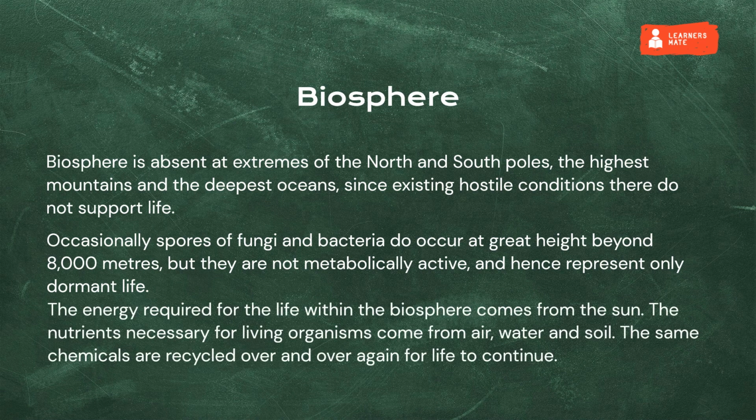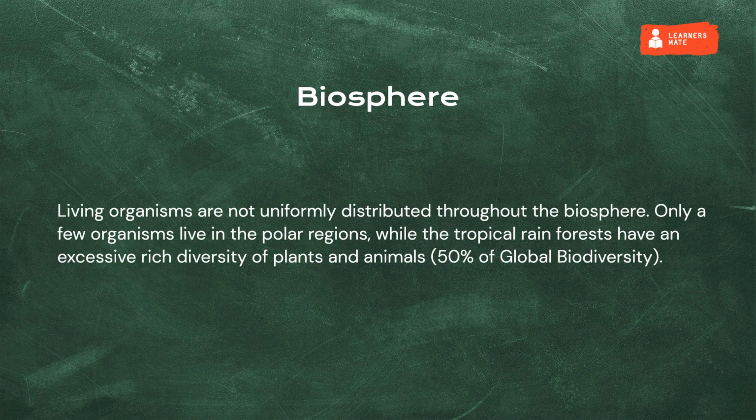The energy required for life within the biosphere comes from the sun. The nutrients necessary for living organisms come from the air, water, and soil. The same chemicals are recycled over and over again for life to continue. Living organisms are not uniformly distributed throughout the biosphere. Only a few organisms live in the polar regions, while the tropical rainforests have an excessively rich diversity of plants and animals.